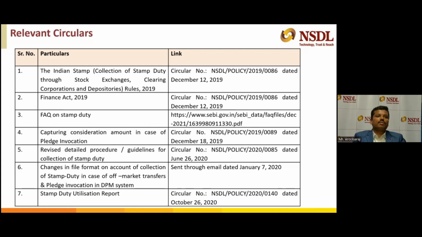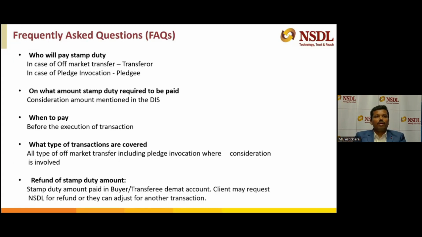And another important circular is on utilization of the stamp duty report. As informed, the stamp duty utilization report is available on ePOS. For the detailed procedure in respect of the stamp duty utilization report, you may refer to the NSDL circular dated October 26, 2020. Now let us see the frequently asked questions.